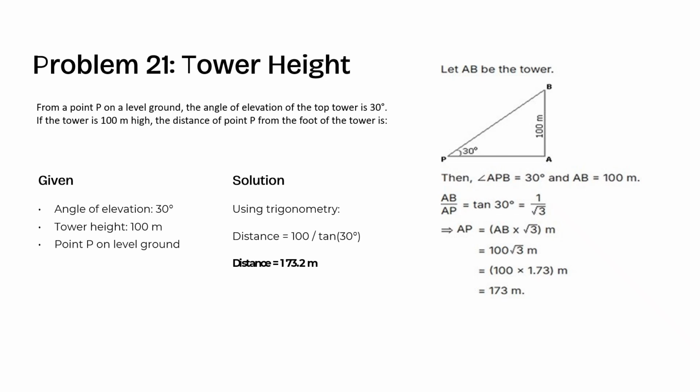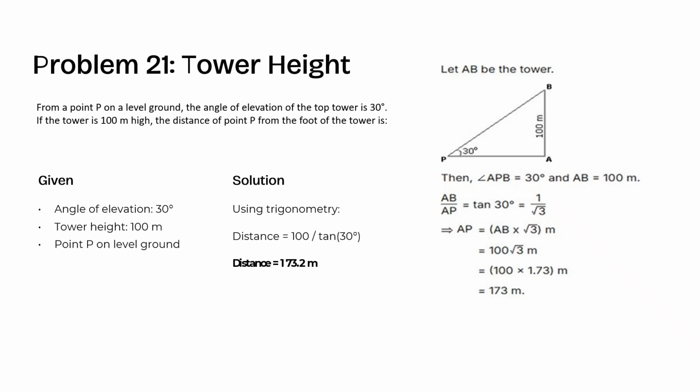The formula to find the distance is 100 divided by tan 30 degrees. Why do we mention 30 degrees? Because this 30 degrees is mentioned in the problem. If you see the calculation, AB by AP is equal to tan 30 degrees, which is equal to 1 by root 3, 1 by square root of 3. So this tan 30 degrees value is 1 divided by square root of 3. We need to find AP. So AP is equal to AB into square root of 3 into M.